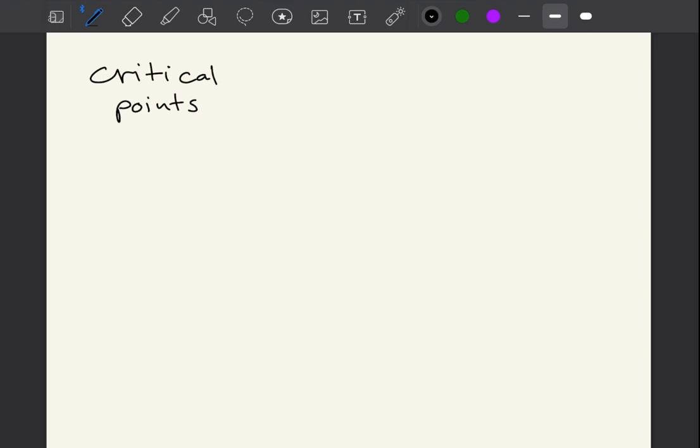So critical points are points where the derivative of a function is equal to 0. So if you have a function f of x, where f prime of x is equal to 0. Now you might think, why are they called critical points, and what's so special about them?